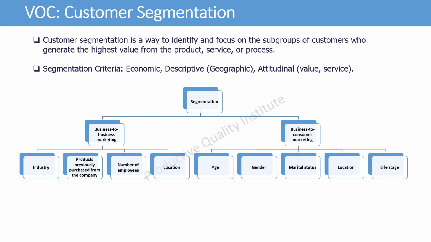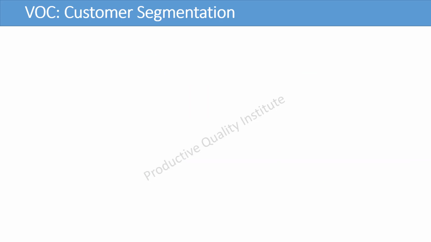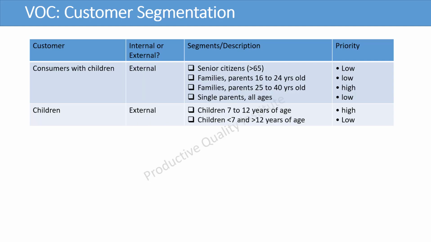In business-to-business marketing, a company might segment customers according to a wide range of factors, including industry, number of employees, products previously purchased from the company, location. While in business-to-consumer marketing, companies often segment customers according to demographics that include age, gender, marital status, location (urban, suburban, rural), life stage (single, married, divorced, empty nester, retired), etc. This is an example of customer segmentation according to life stages and age.